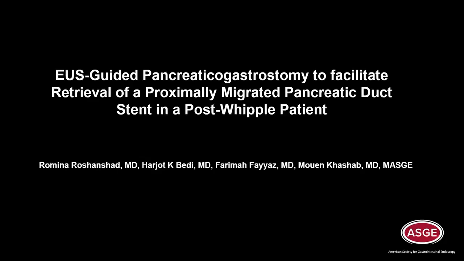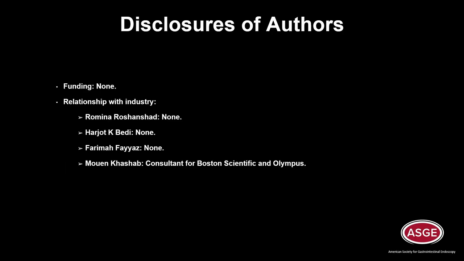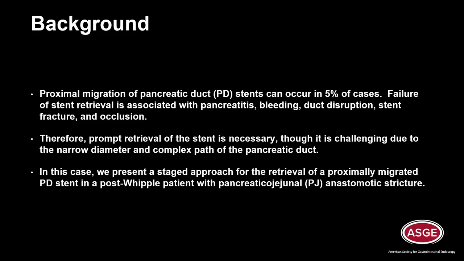Endoscopic ultrasound-guided pancreaticogastrostomy to facilitate retrieval of a proximally migrated pancreatic duct stent in a post-Whipple patient. Proximal migration of pancreatic duct stents can occur in 5% of cases. Failure of stent retrieval is associated with pancreatitis, bleeding, duct disruption, stent fracture, and occlusion.